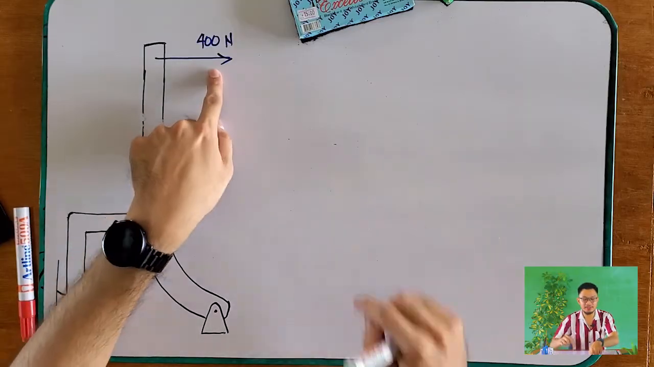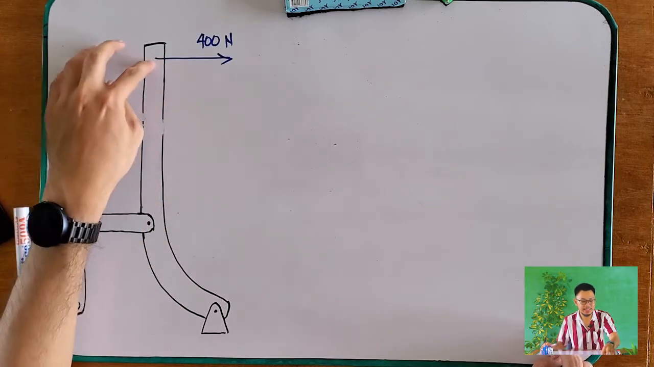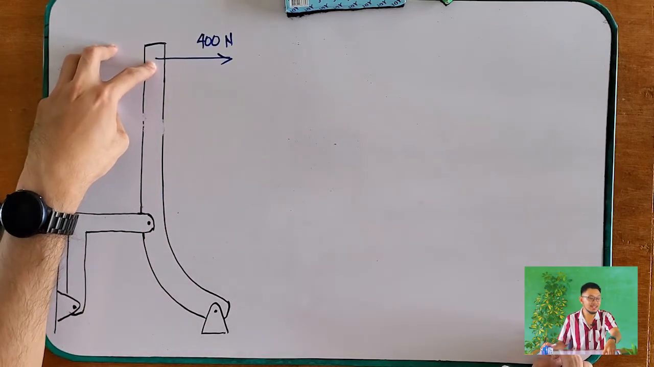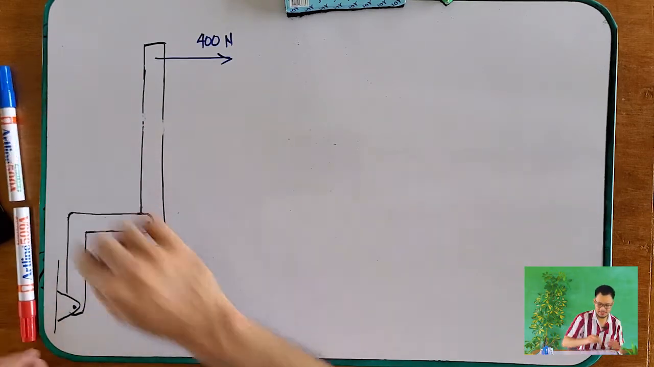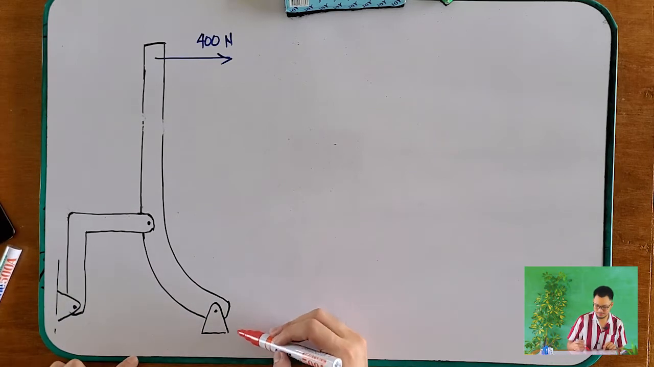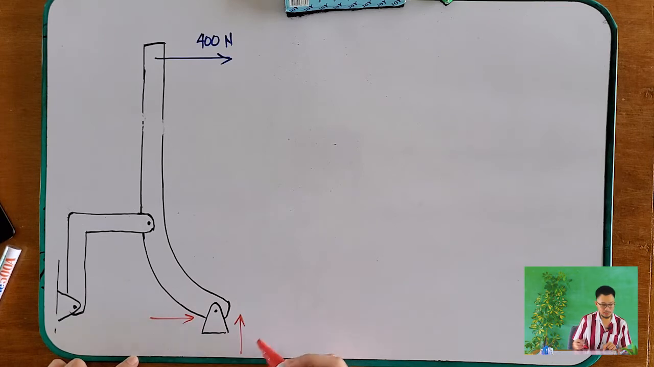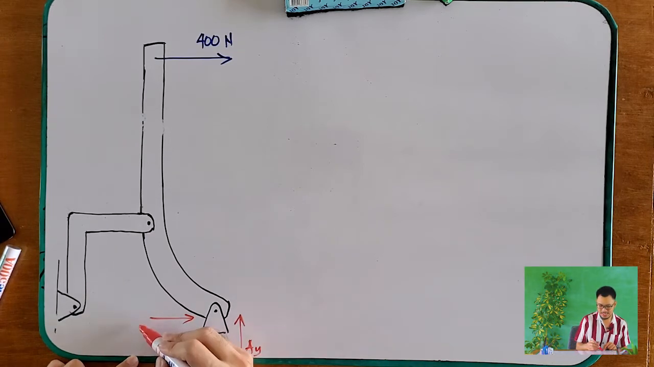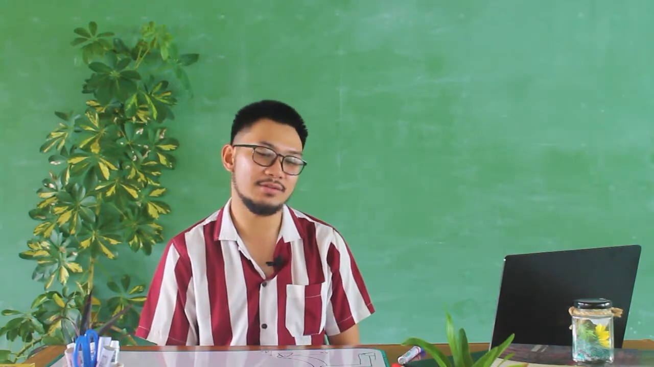Okay. So we had this problem, and there is a 400 newtons of force applied on the handle of this lever, and we have to determine the forces at this portion here, your AY and your AX. So how can we solve this problem?